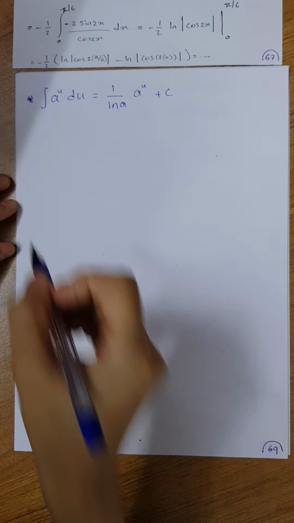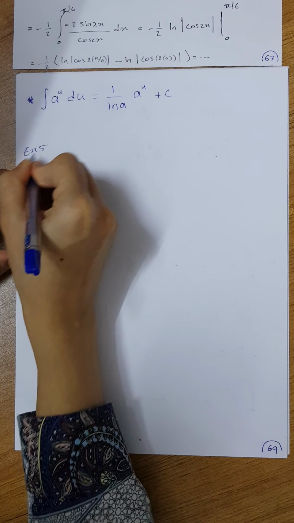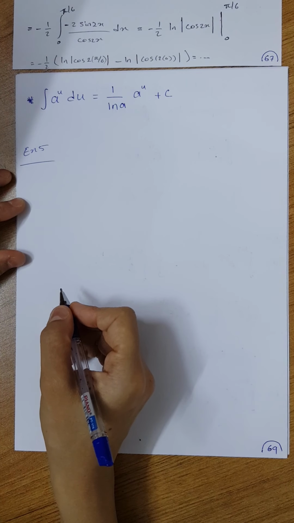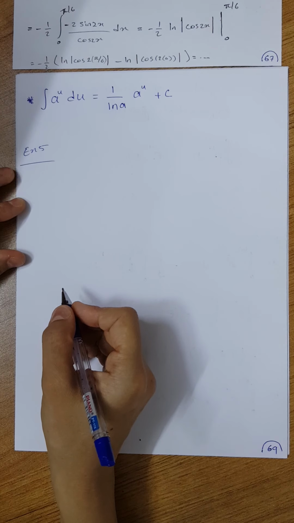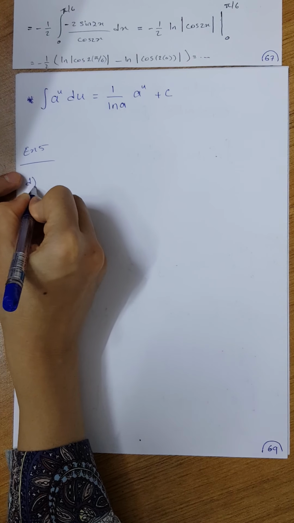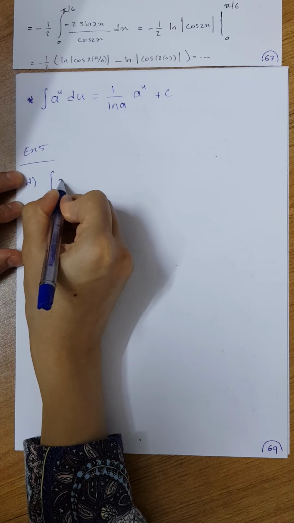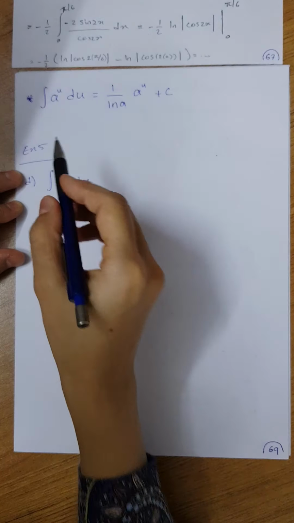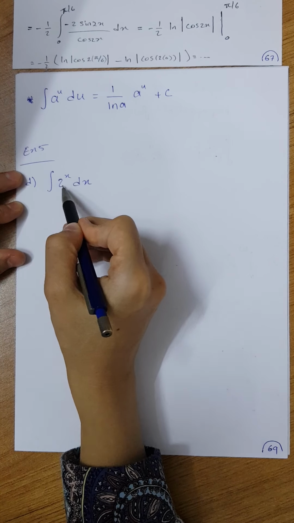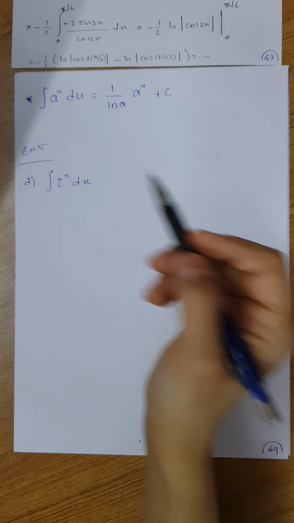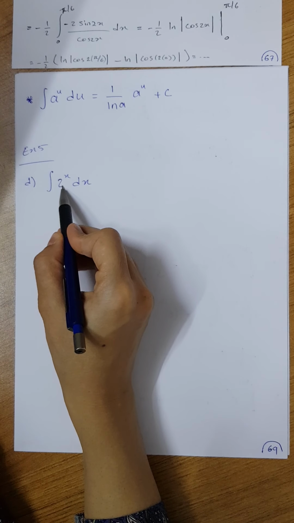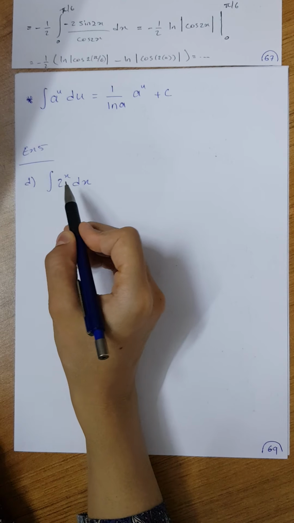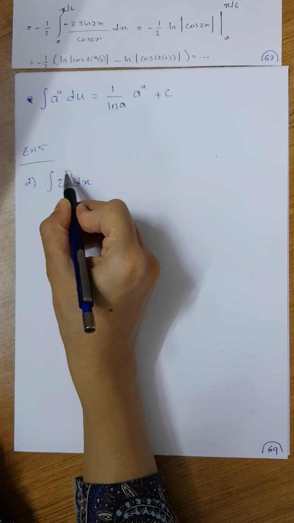Let's move to the examples. Example 5 is given to you. Parts A, B, C are the differentiation of the exponential functions that we have already studied in the previous chapters in the differentiation part. So I will move to part D, that's about integration: 2 to the power of x dx. If you look at that function, it is 2 instead of e. What do I have? I have got 2 to the power of x. So the base of the exponential function is 2. Instead of u, I have got x.